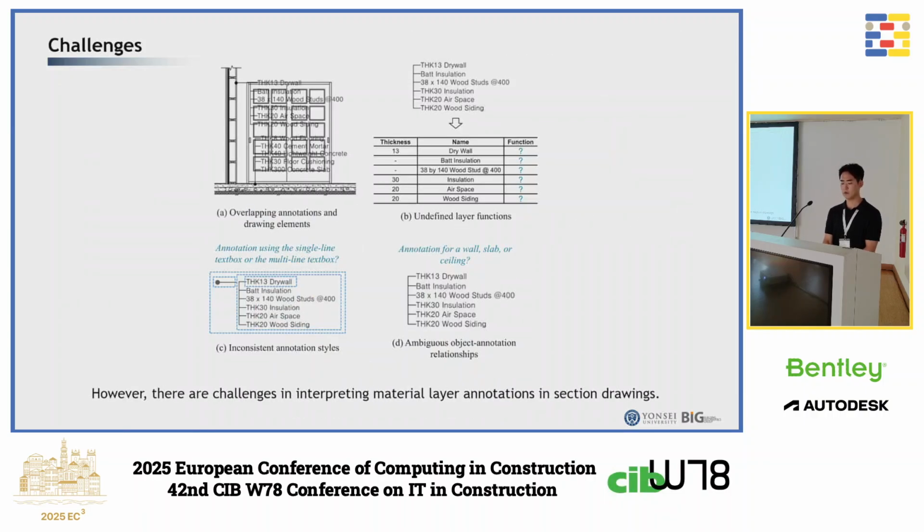However, there are 4 main challenges in processing material layer annotations. First, text annotations are often obscured by other drawing elements. Second, it's unclear what function each material layer serves, yet this is required by BIM authoring tools. Third, the annotations are stored as individual vectors, so the computer cannot recognize which ones belong to the same set. Fourth, it's not obvious what building object type the set refers to.